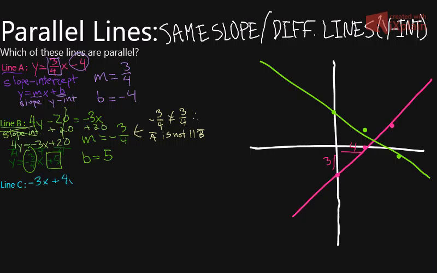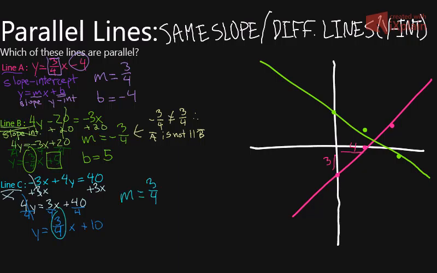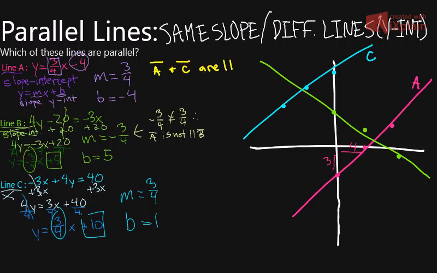Line C is negative 3x plus 4y equals 40. Not in slope-intercept form, so we're going to add 3x to both sides, and we're going to get 4y equals 3x plus 40. And we're going to divide everything by 4, and our equation is now y equals 3/4 x plus 10. Our slope is 3 over 4, and our y-intercept is 10. And there's our line for C. As you see, it looks parallel, so it probably is. And that's our final answer.